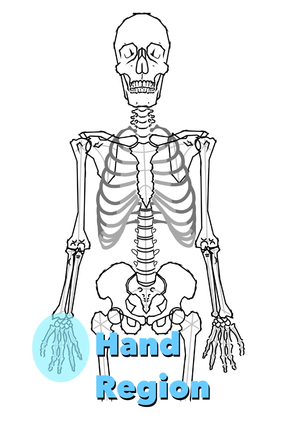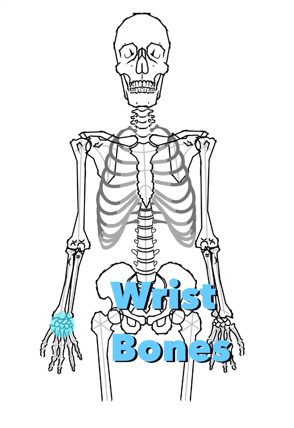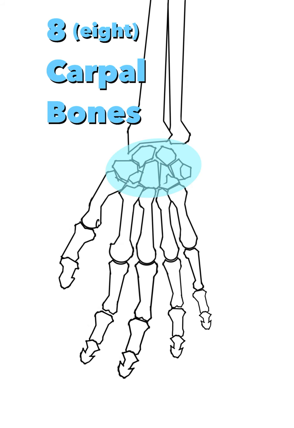The hand region is the furthest point on the arm, and it also has several regions of its own. The wrist bones are most commonly known as the carpal bones, of which there are 8, and we'll certainly go into all of those bones' names at a later time.